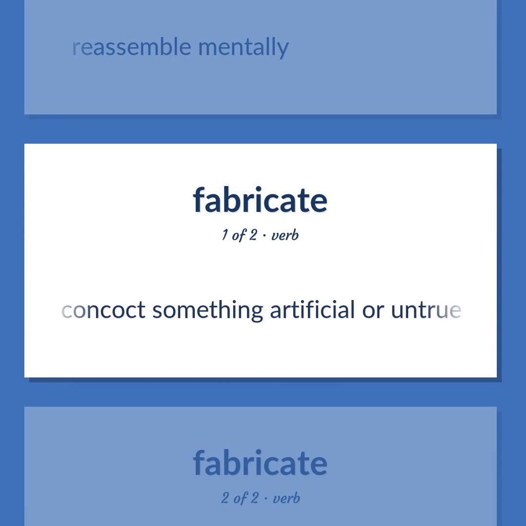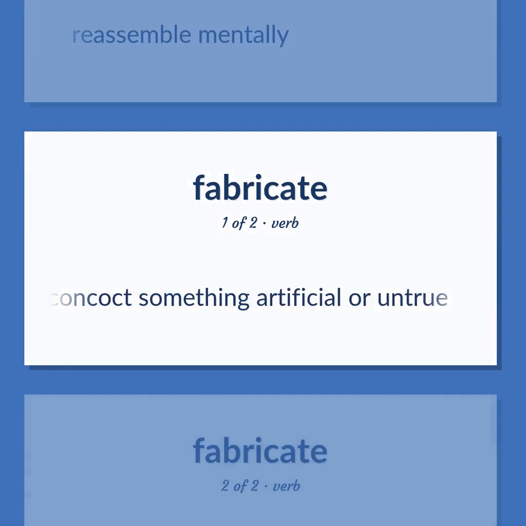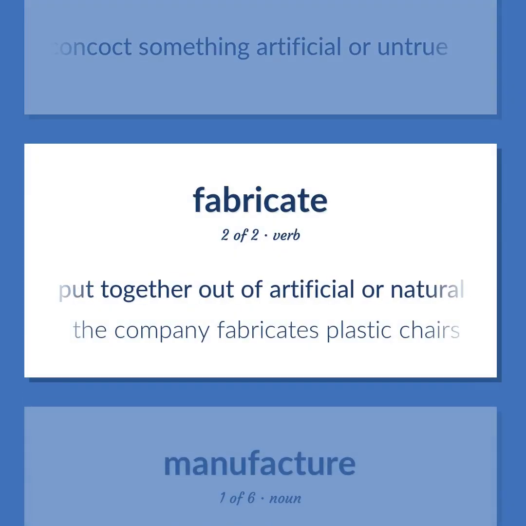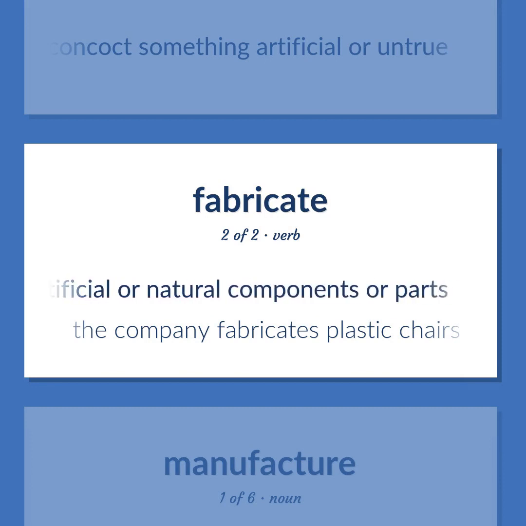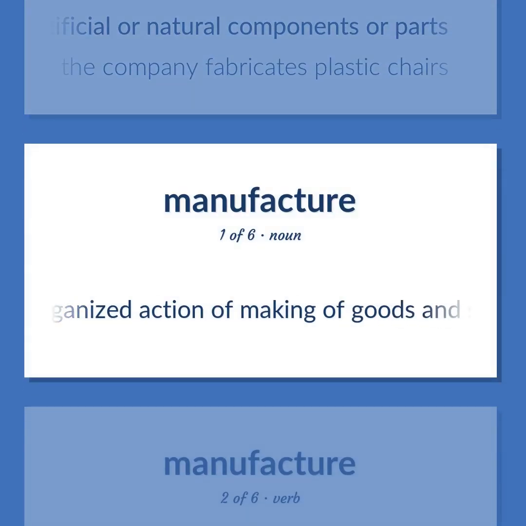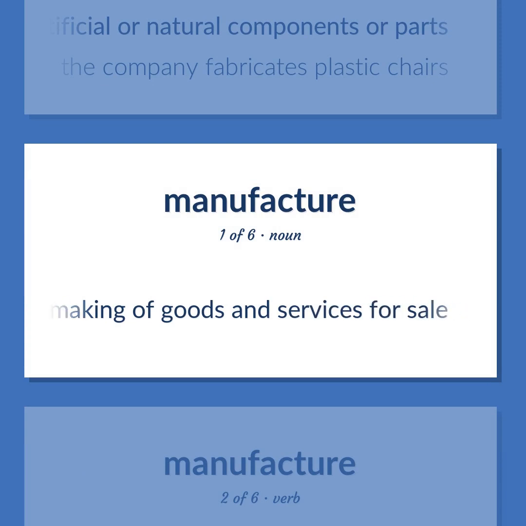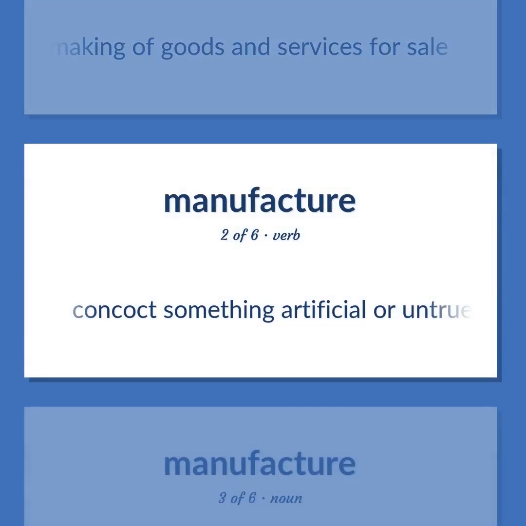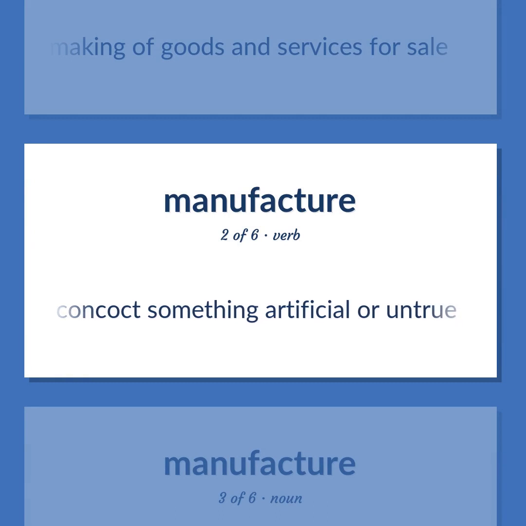Concoct something artificial or untrue. Put together out of artificial or natural components or parts. The company fabricates plastic chairs. The organized action of making of goods and services for sale. Concoct something artificial or untrue.